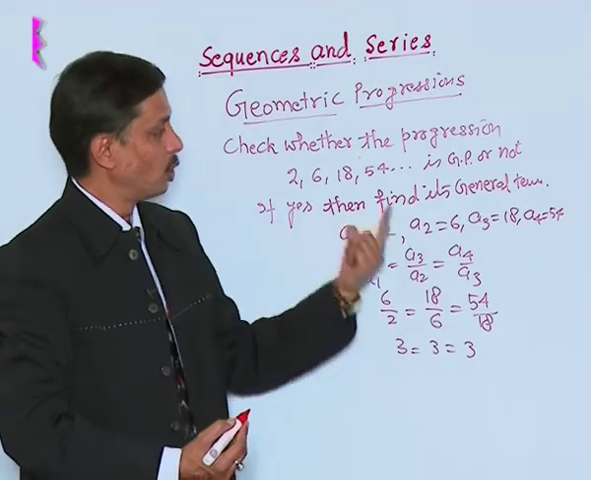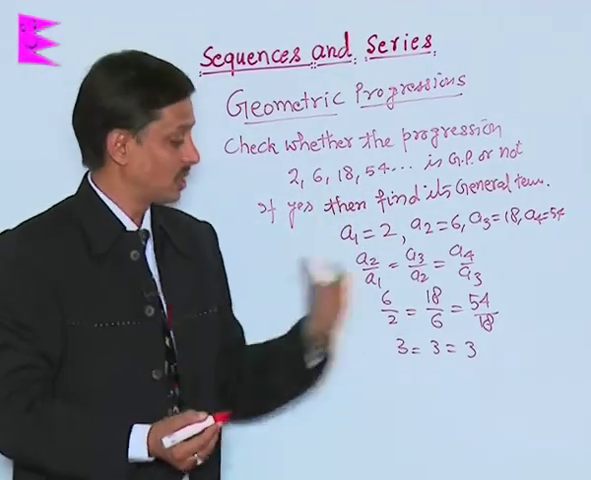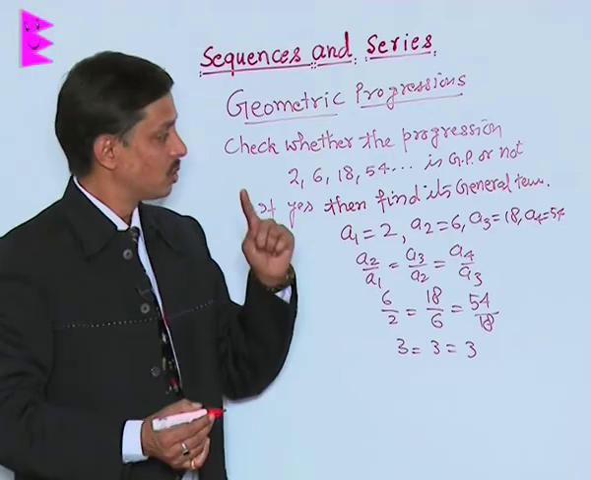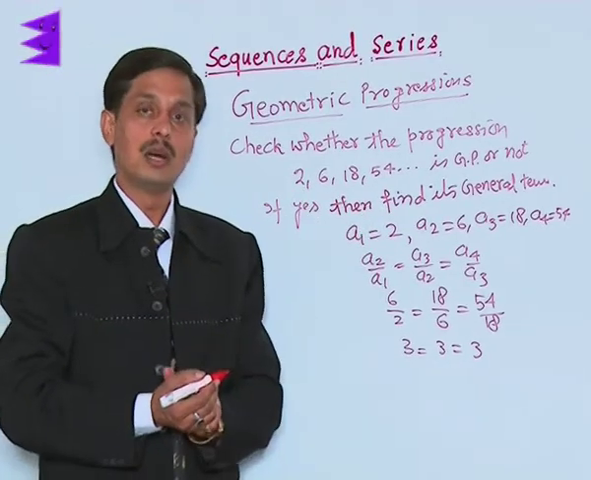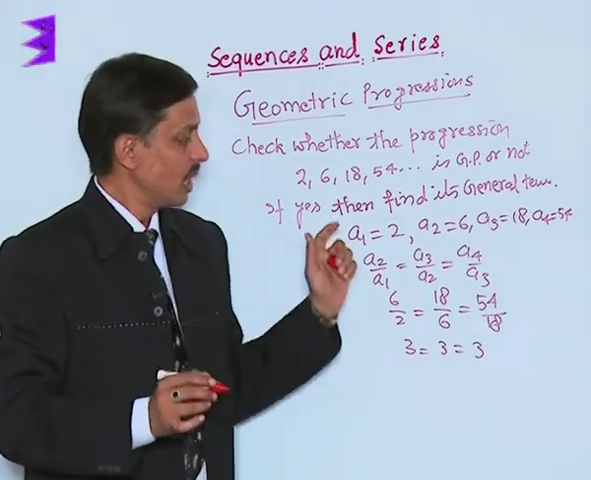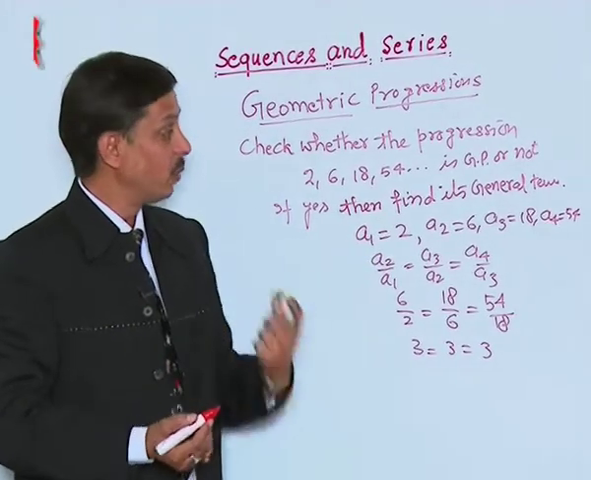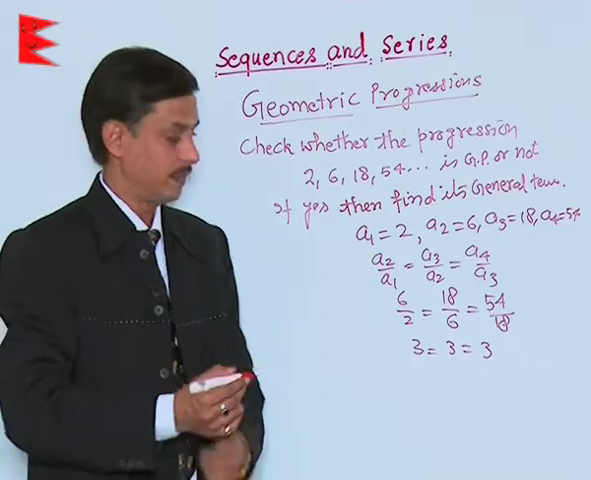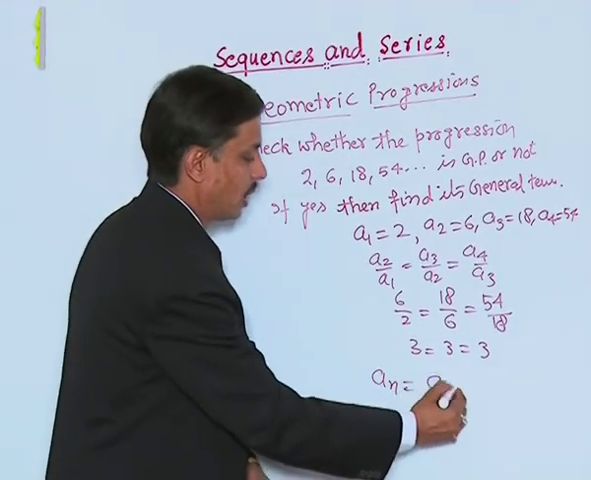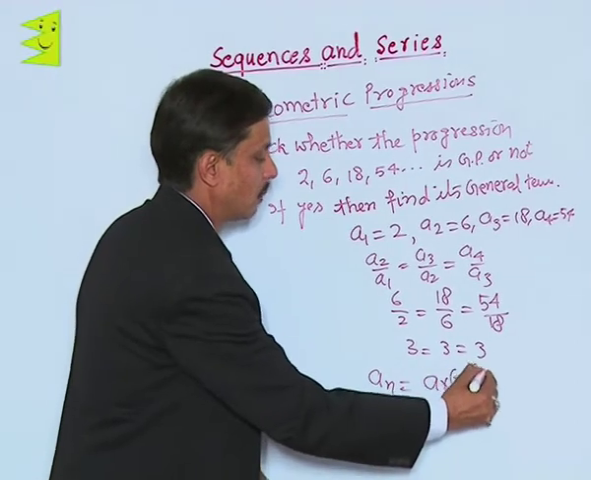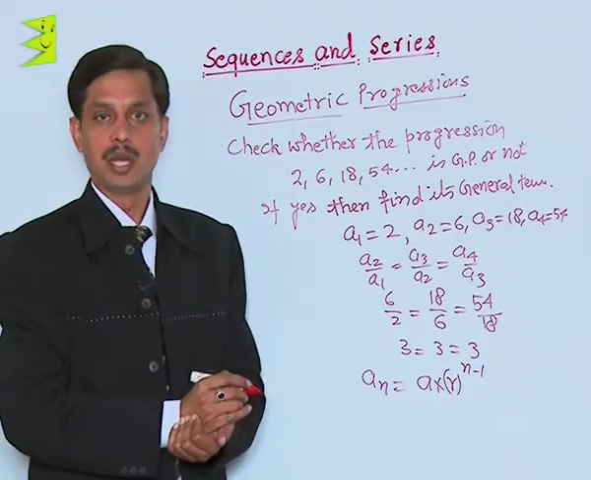So the common ratio of the successive terms of this progression is equal. So we can declare yes, this progression is a GP. If it is GP, then we need to find its general term. The formula for finding the general term is A r raised to the power n minus 1.